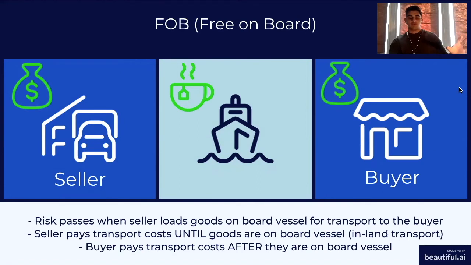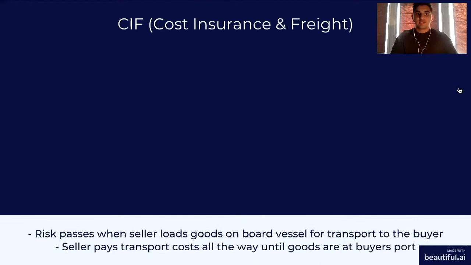Okay, after the goods are loaded onto the cargo ship, the buyer will pay those. The next one is CIF, cost, insurance, and freight. So the risk is the same as FOB. It will pass when the seller loads the goods on board the vessel for transport to the buyer. But in this scenario, the seller will pay transport costs all the way until the buyer's port. Okay, so he'll pay pretty much all of the transport costs.